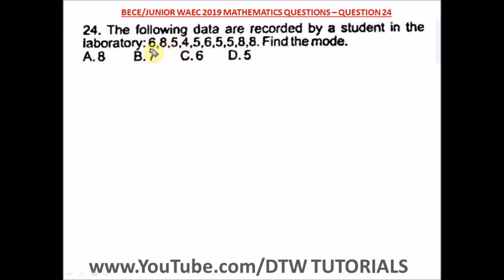So here, 6 appears how many times? 1, 2, just 2 times. I can see 8 appears how many times? 1, 2, 3. Okay, and 5, how many times does 5 reoccur? We have 1, 2, 3, 4. Okay, so our mode here is what? Equal to 5, because it reoccurs how many times? 4 times. Okay, this is the highest reoccurring data value. All right, so our right option here is option D.